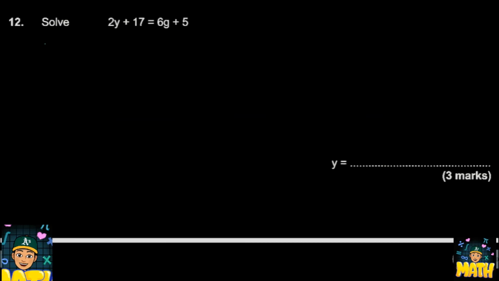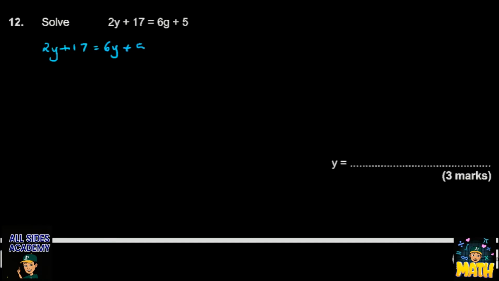2y plus 17 equals 6y plus 5. That's 6y right there, plus 5. So again, I'm avoiding any negatives whatsoever. So I bring the small number to the big number. So I bring the 2y right there and the 5, I take it to the left-hand side. So 17 minus 5 equals 6y minus 2y.